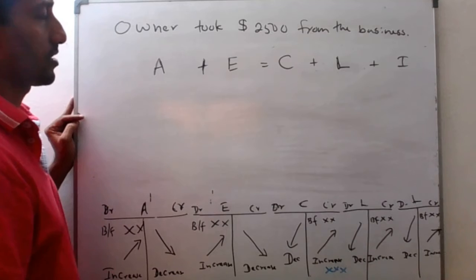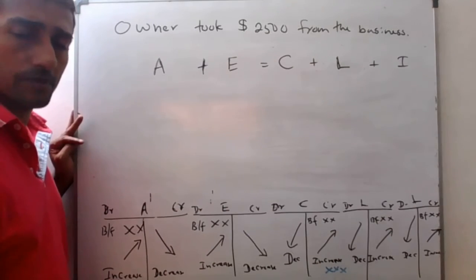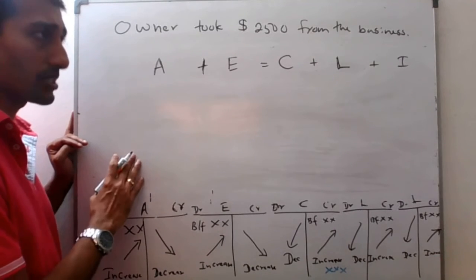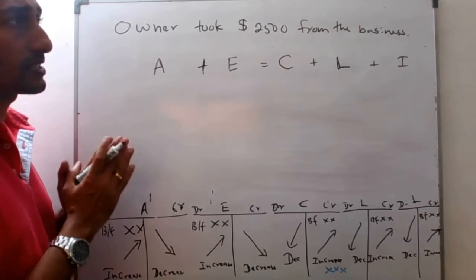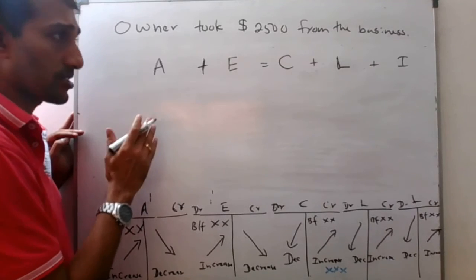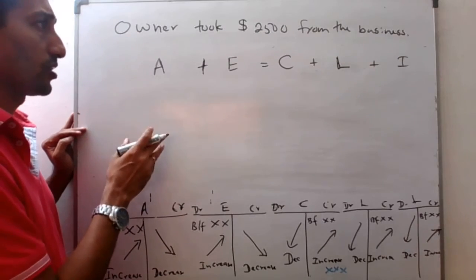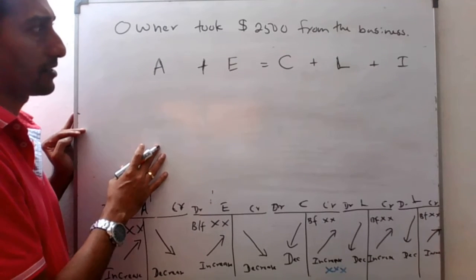Let's learn about the next transaction. Owner took 2500 from the business. Sometimes when the owner takes goods or cash from the business, and in the business entity concept we believe the owner is different to the business, we need to record this. We give a special word in such situations as drawings. So here, how do we account for the drawings of 2500?